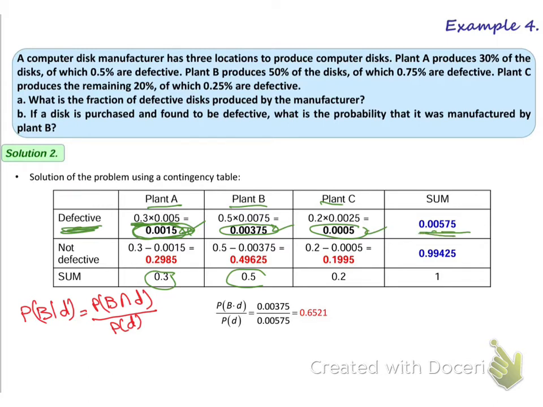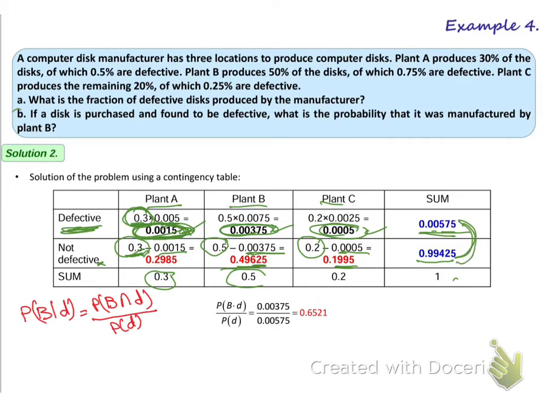So the not defective will be the other way around. If out of the 0.3 production, only 0.0015 is defective, then the not defective work will be 0.3 minus the defective work. Here also 0.5 minus the defective, this is the not defective work. Here 0.2 minus the defective work, this is the not defective. If we add them up, we'll get 0.999 not defective. So if you add these two together, you'll get 1. So the answer is correct.